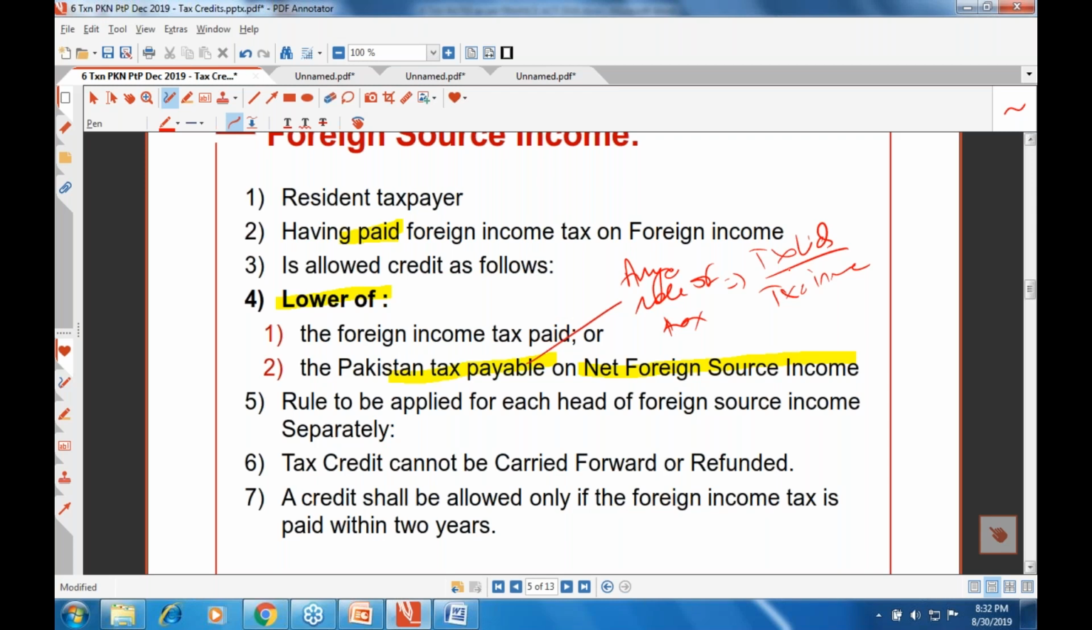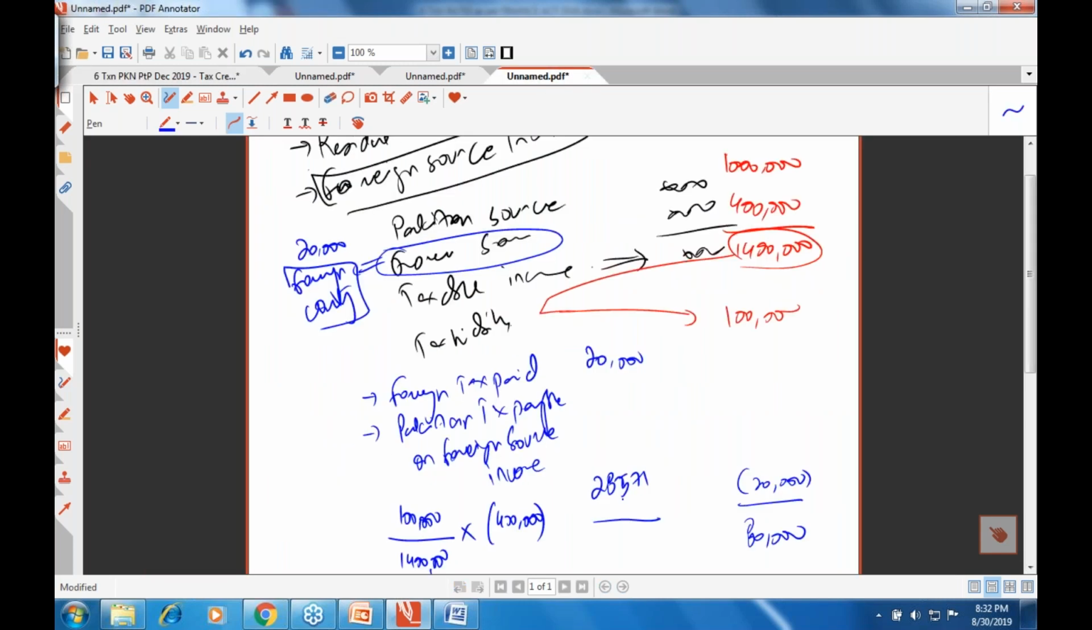Now, another important point is that the tax credit cannot be carried forward. See, in this example, the Pakistan tax credit was 28,571, whereas foreign tax paid was 20,000. So there is a difference of 8,571, and we're simply going to ignore it. We're not going to consider it, because it cannot be carried forward.